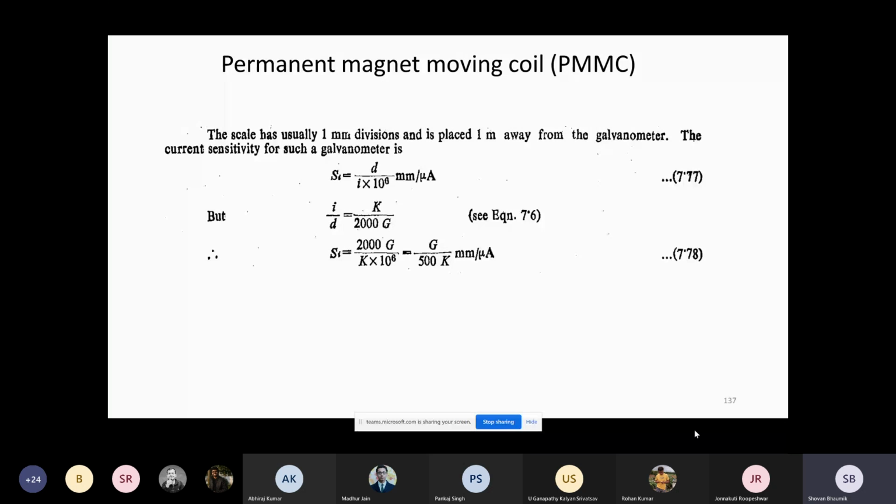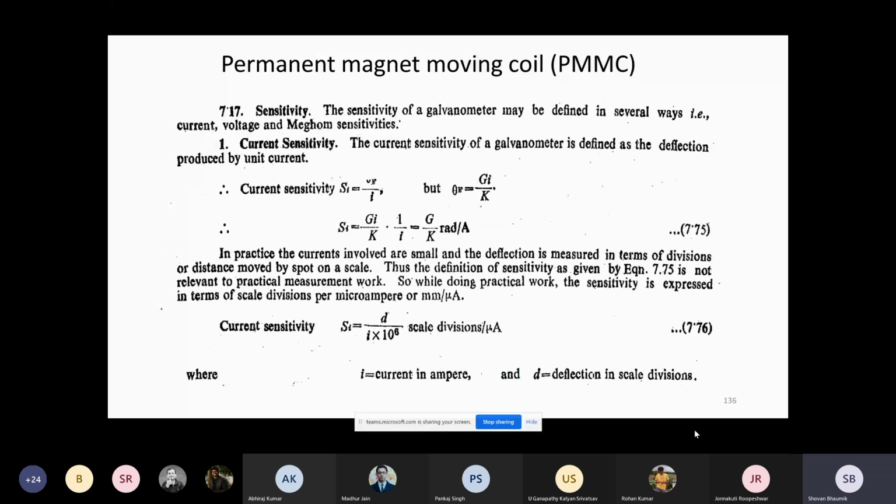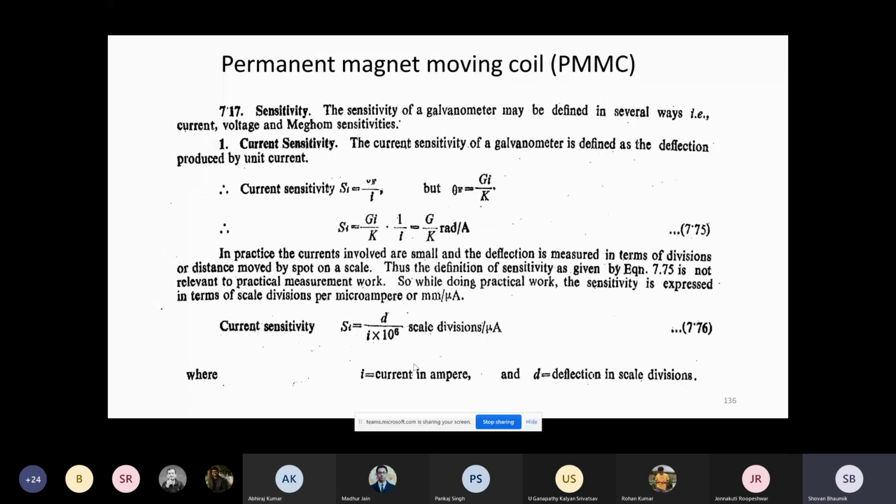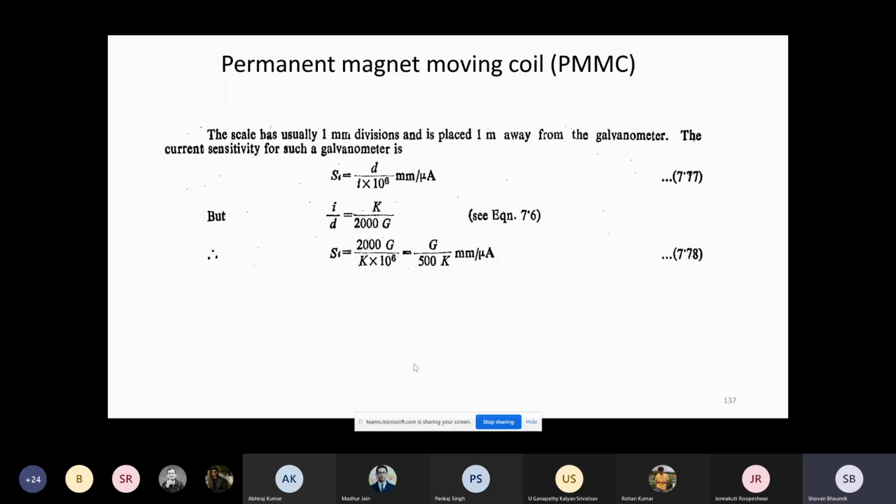Because you can use equation 7.6, which is SI equals d by I into 7. So this is I by d equals k by g. How are you getting that? The current sensitivity SI you can substitute there, which is k by g. So I by d will be k by g into 200. So what you are getting, SI will be equal to 200g by k into 10 to the power 6, so 5g by 500k something.